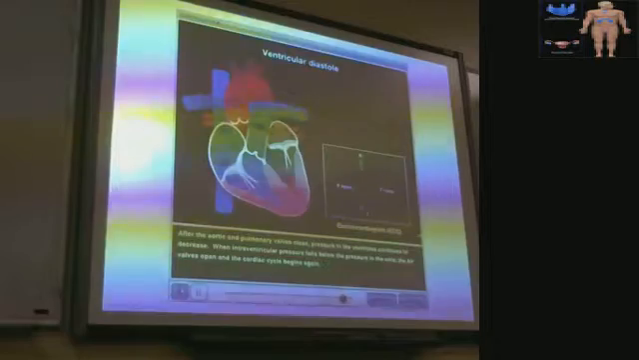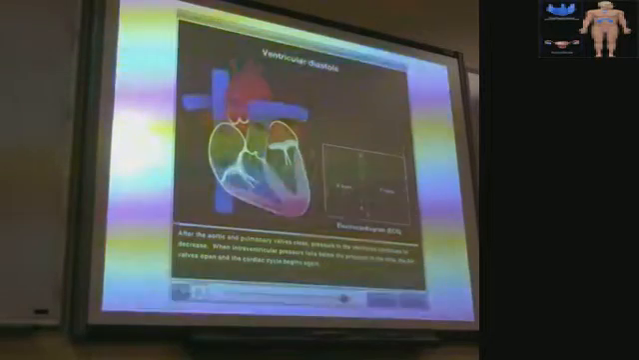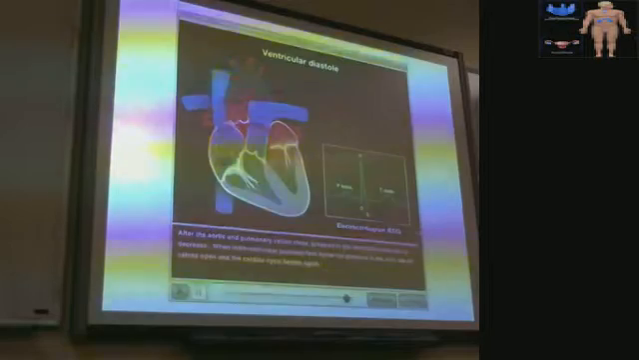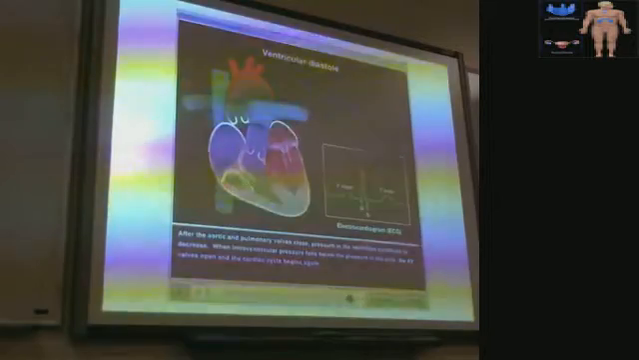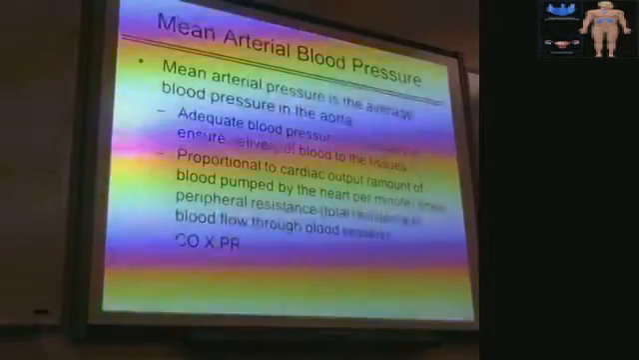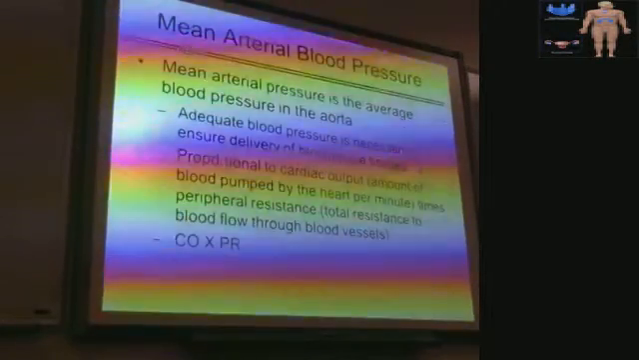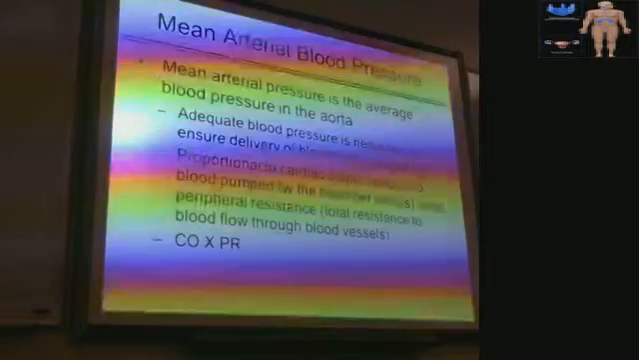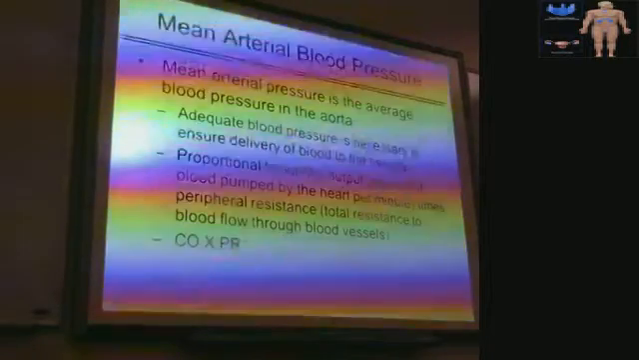After the aortic and pulmonary valves close, pressure in the ventricles continues to decrease. When intraventricular pressure falls below the pressure in the atria, the AV valves open and the cardiac cycle begins again. Oops, I skipped the last part of that. I won't make you go back and watch it at the moment.